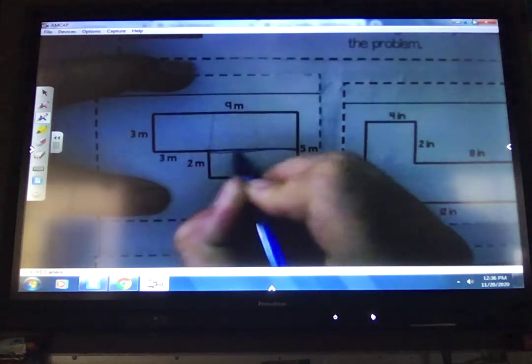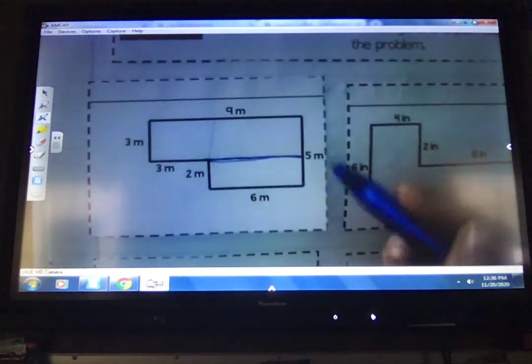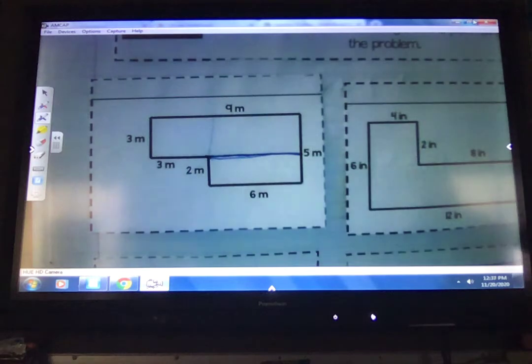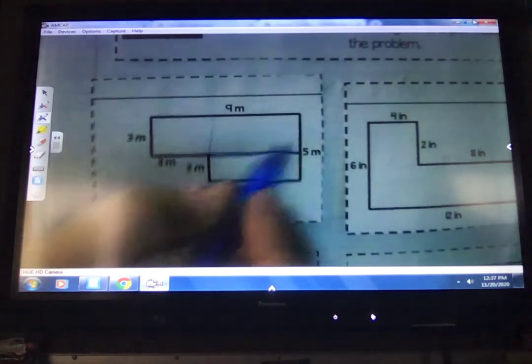this time. Now, if you go the other way, that doesn't mean it's wrong. Now, what you've got to be careful on when you're doing this area is you don't need all of these numbers. Now, if we were doing perimeter, yes, you would need every one of these numbers. But we're doing area. So we only need the long side and the short side. Now I have two rectangles.